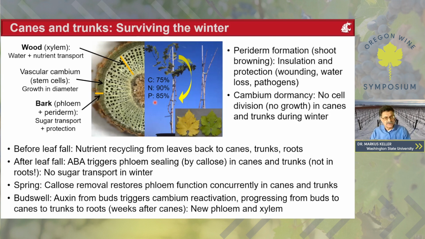This process is different from the callose removal in the old phloem that we have seen. The callose removal, the restoration of phloem function, happens very quickly across the entire plant within just a few days. The cambium reactivation, the new cell division cycle, doesn't start until later, and it progresses much more slowly. It starts first just below the bud that releases auxin, and then eventually in the trunk, and weeks later only in the roots. So the roots do not start growing until several weeks after the buds are starting to grow out.